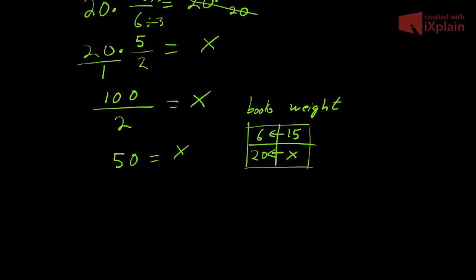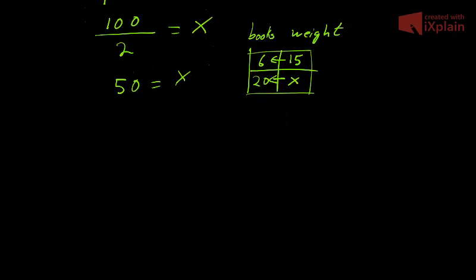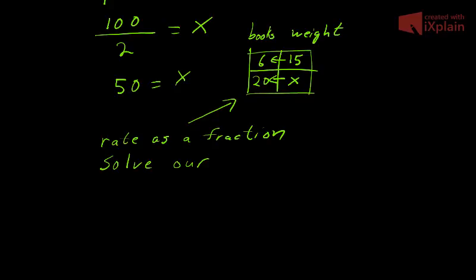So I would like you guys to do the practice set for this. It should review what we talked about today, which is solving these proportion problems using equations. So we set up our proportion just like always. We make our rate as a fraction. After that, we solve our equation. And then we're good to go. Equation does not have a G in it.